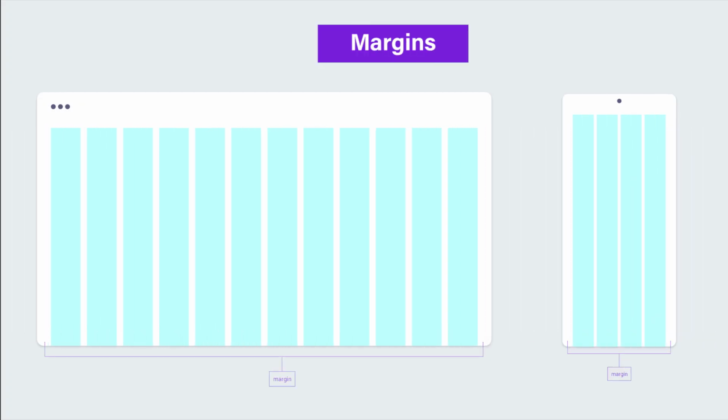Third, margins. The far left and far right corners of the screen are meant by this. A grid's margins do not contain content. At various breakpoints, this space may be fixed or specified as a percentage of the screen width.